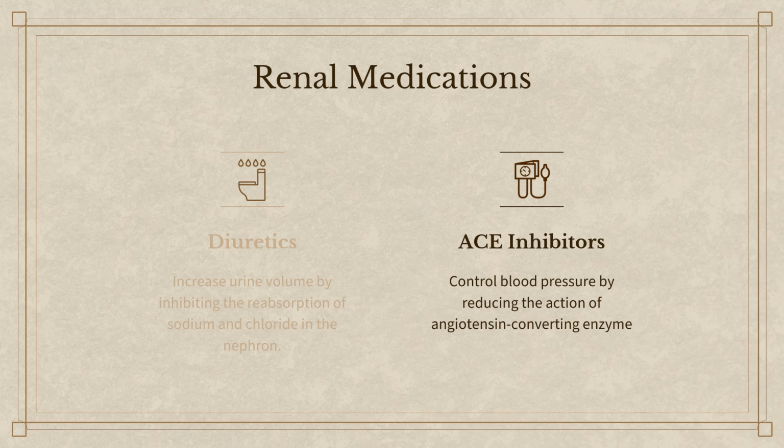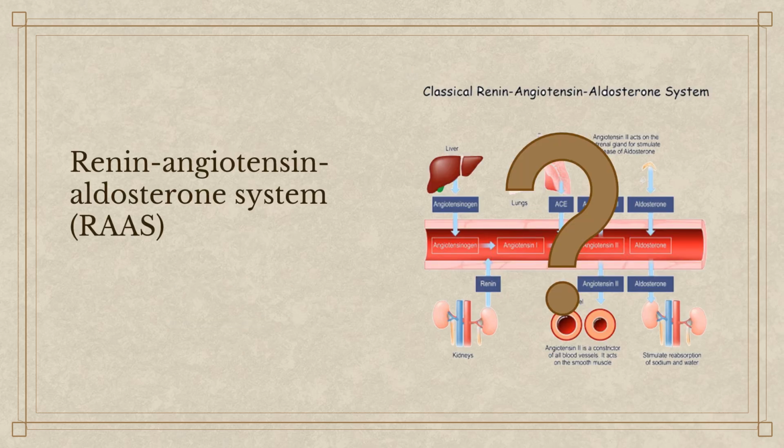Now let's talk about ACE inhibitors. As I mentioned, the kidneys play a crucial role in the regulation of blood pressure. The kidney's role in blood pressure regulation occurs through a negative feedback loop. That feedback loop is way too complicated to cover in a 15-minute video, and truthfully, that whole feedback mechanism has always confused me.